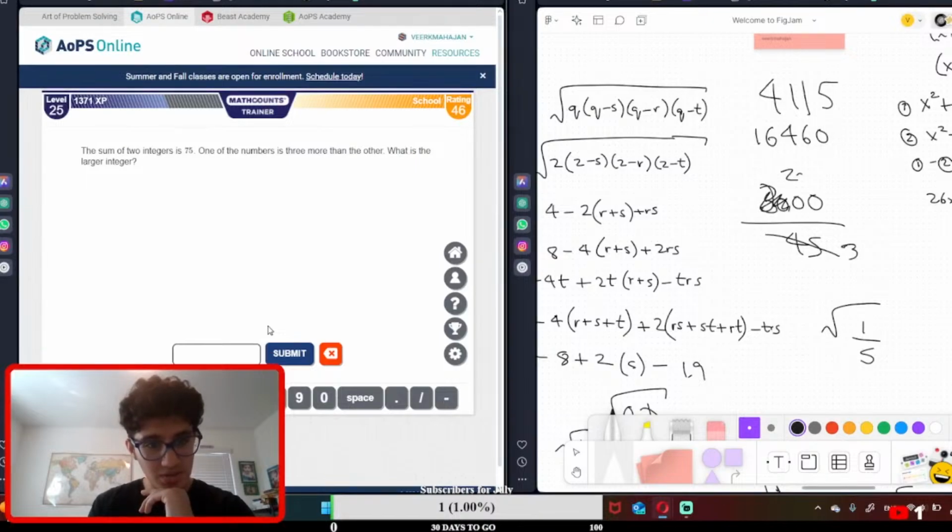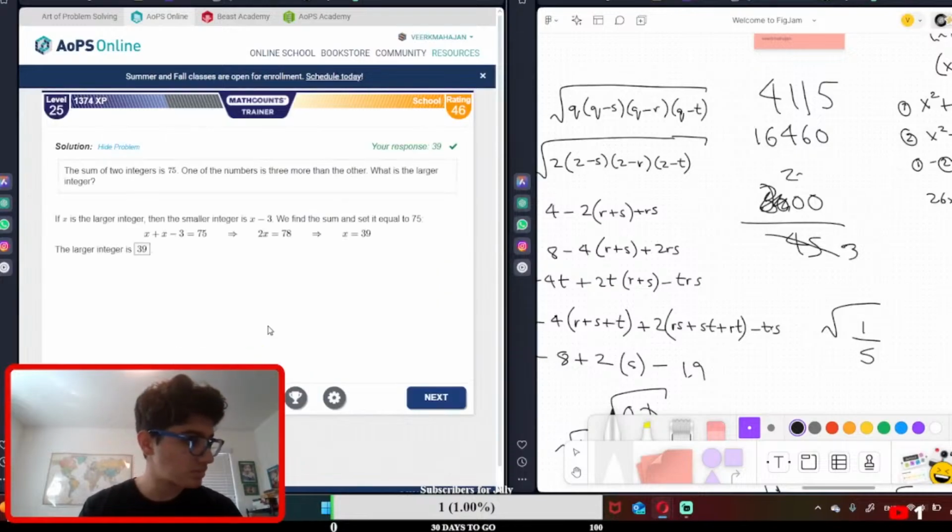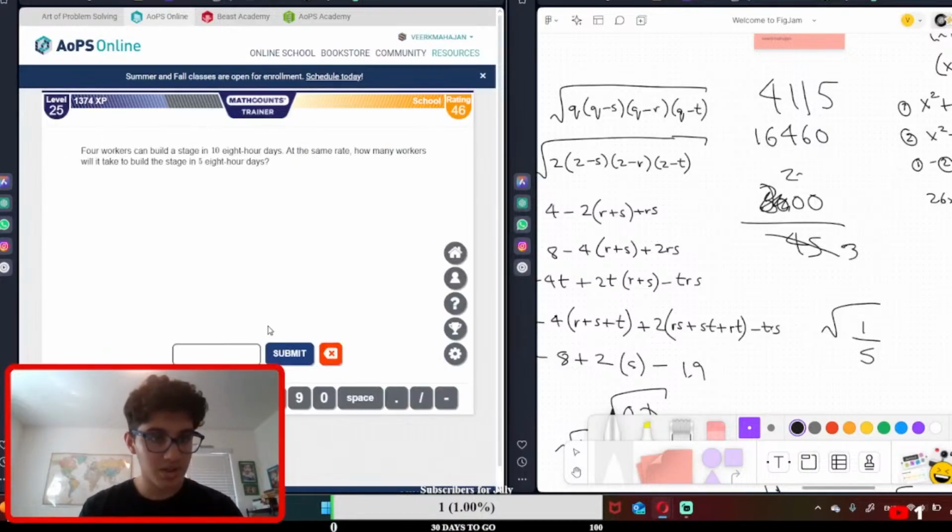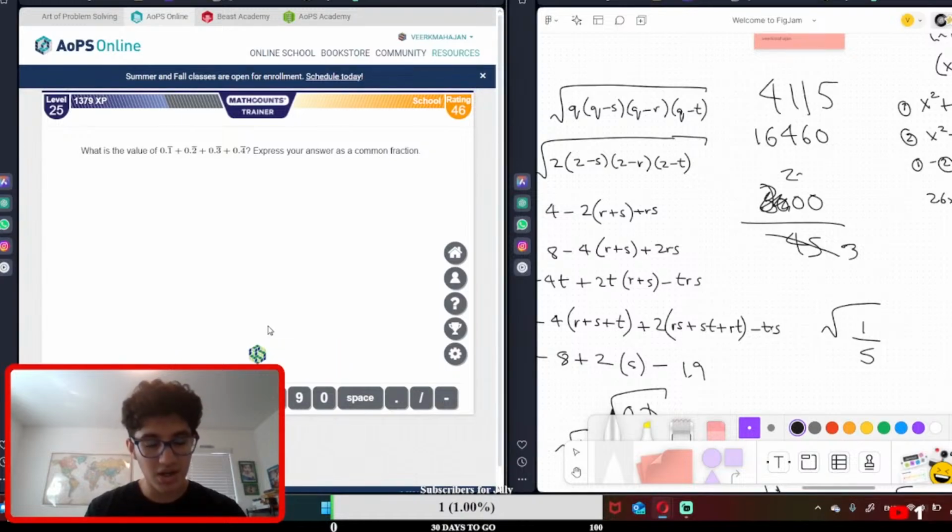The sum of two integers is 75. One is 3 more than the other. So, oh, 72, 36, 39. 4 workers can build a stage in 10 8-hour days. Just skip the 8-hour part. How many workers will it take to build the thing in 5? So it'll be 8, twice as many. What is the value of all this stuff? So it's out of 9 basically, and you're just adding up 10, so it becomes 10 out of 9.